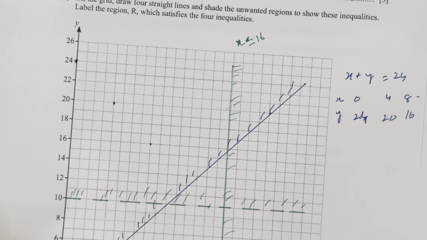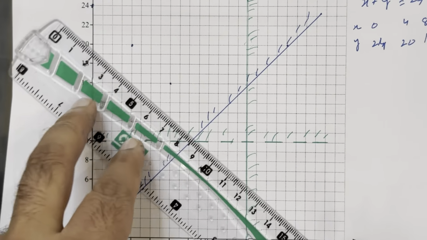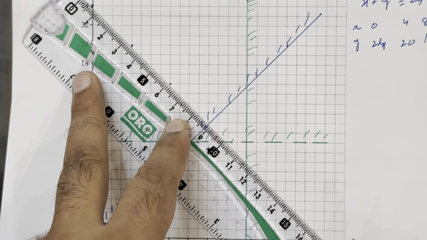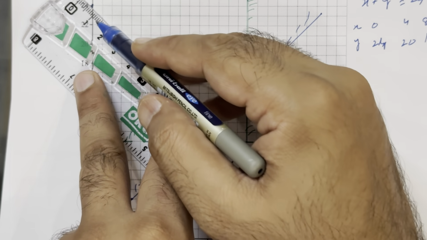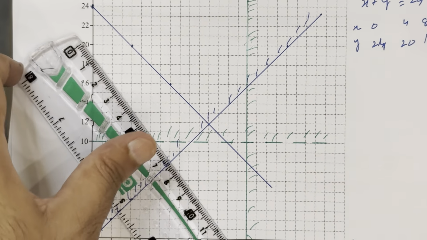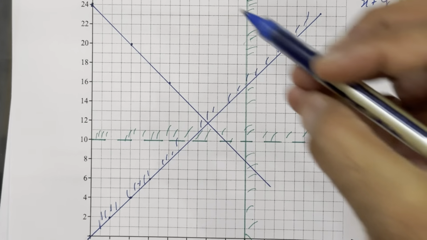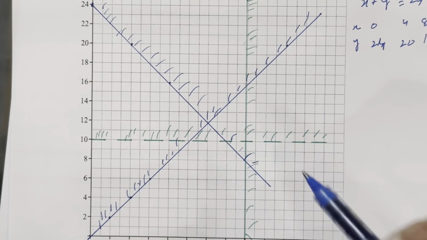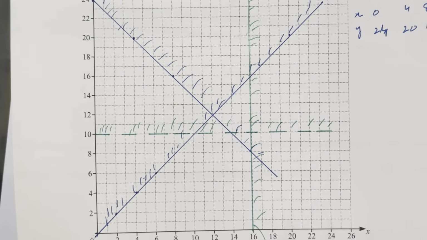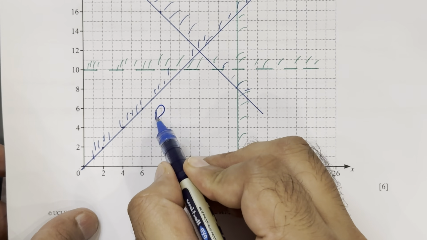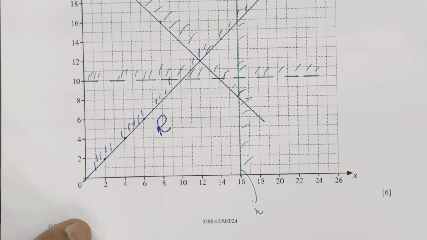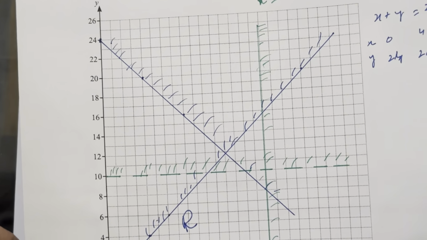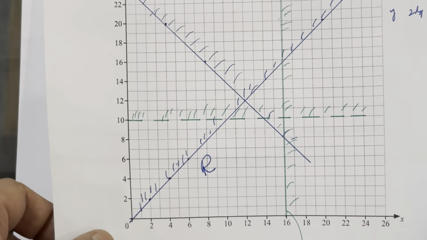Okay, now you need to plot this line as well, and also you need to shade that. The opposite of it would be the unwanted region to shade. Now you need to identify the labeled region. The labeled region for this R would be like that. So this was an easy question, but somehow you need to understand the wording of it to get the idea of it.